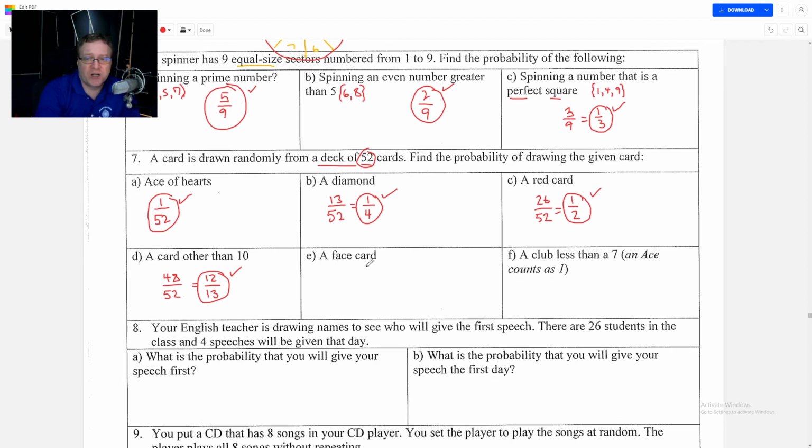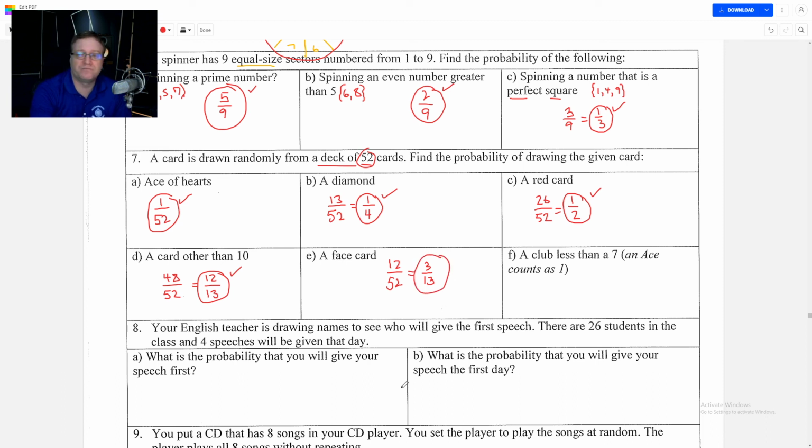And then face card. How many face cards are there in the deck? Well, there's Jack, Queen, and King. And there's a Jack, King, and Queen for each of the 4 suits, right? There's hearts, diamonds, clubs, spades, and each of them has this. So that's 4 times 3. So that's going to be 12. There are 12 face cards. So there are 12 ways to pick a face card. And there are 52 possible outcomes. So it's 12 over 52, which is 6 over 26, which is 3 over 13.